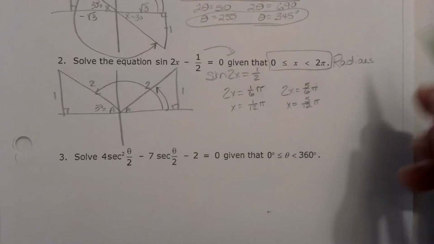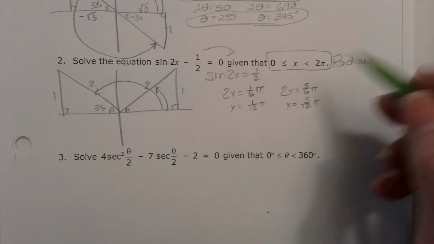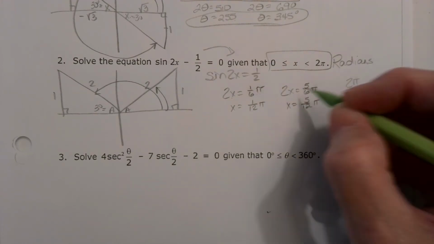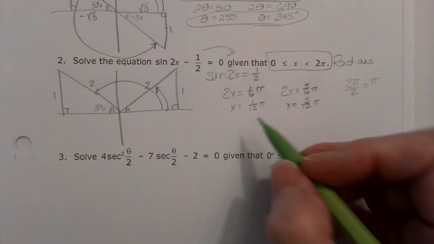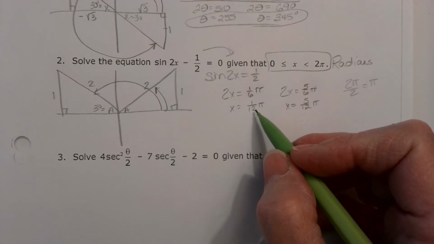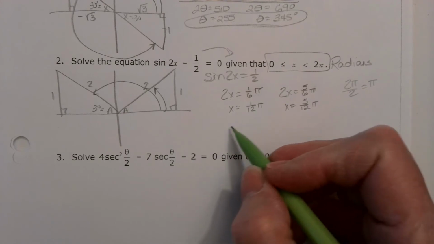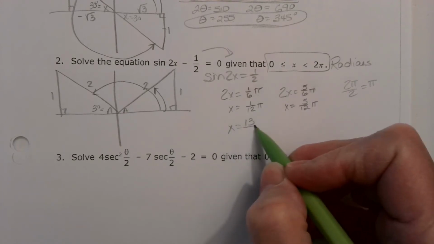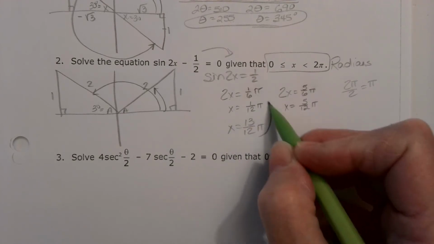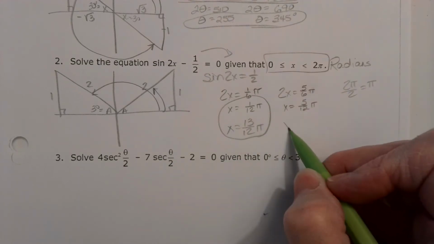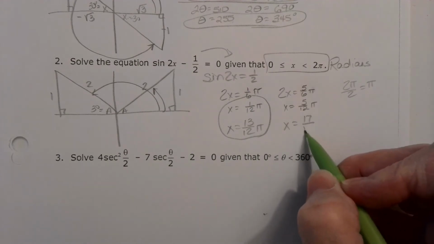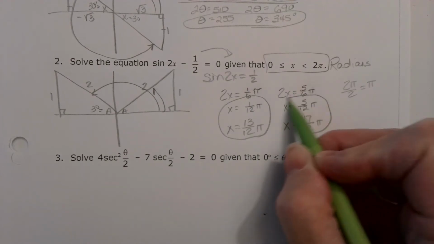So here, if it's 2 pi that you're adding, and then you have to divide it by 2, you're just going to add pi. In this case, if I add pi to that, that's 12 over 12, right? And I get 13 over 12. So I got these two answers. And then if I add 12 over 12 to that, I get 17 over 12 pi. And you get those two answers.